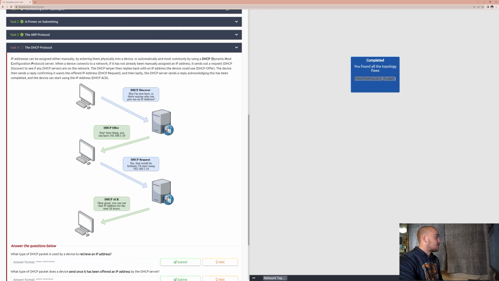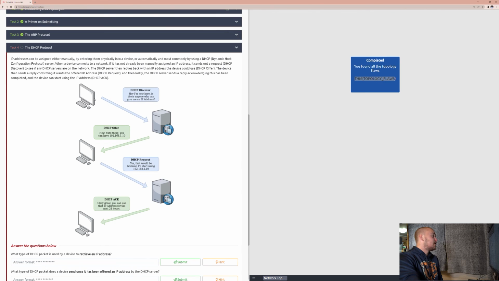The DHCP server then replies back with an IP address the device could use, DHCP offer. The device then sends a reply confirming it wants the offered IP address, DHCP request. And then lastly, the DHCP server sends a reply acknowledging that this has been completed and the device can start using the IP address, DHCP ACK. So here's a diagram of that.